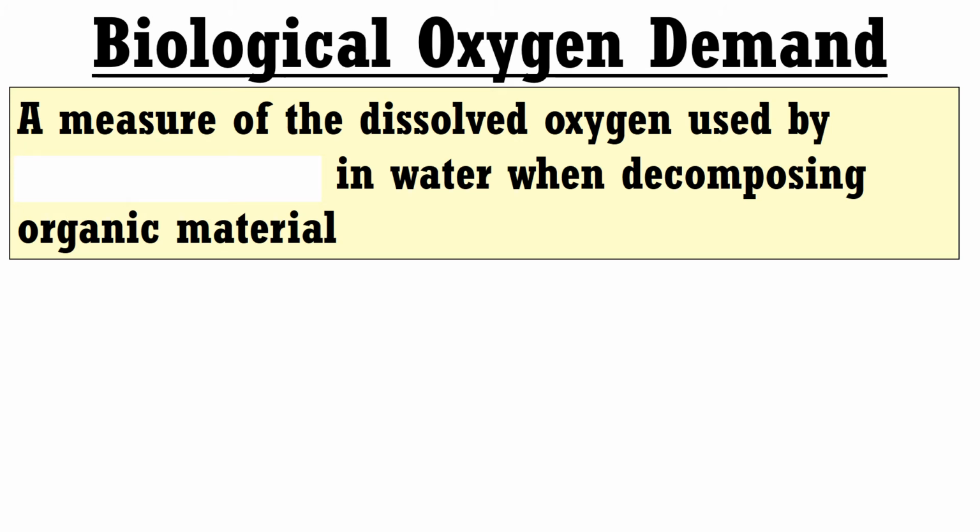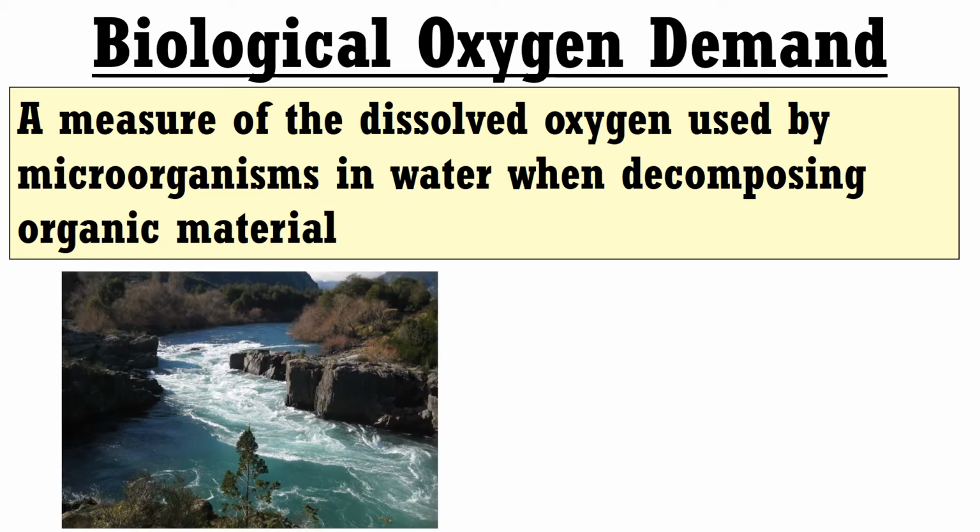So biological oxygen demand, quite often this is a definition that gets asked for, and I've seen it in exams, and this is the one that people tend to forget. Biological oxygen demand, sometimes shortened to BOD, is a measure of the dissolved oxygen used by something in water when decomposing organic material. So what do you think is decomposing organic material? It's microorganisms. So we're talking about bacteria or fungi here.